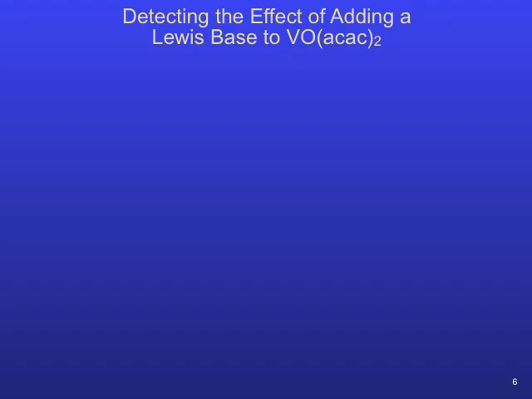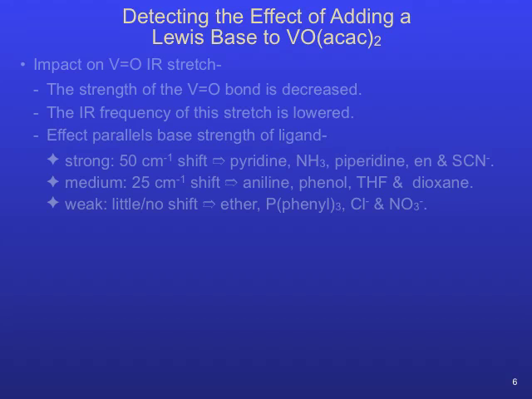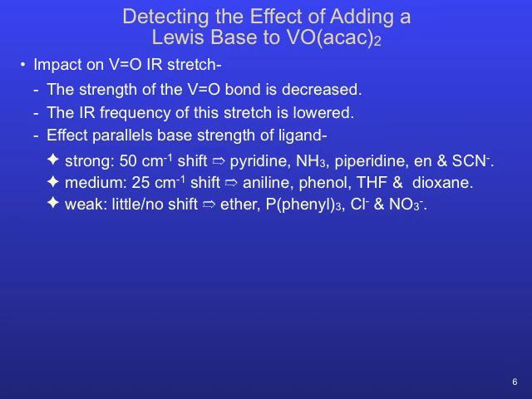The effect of attaching a basic ligand to vanadilyl bisacac can be shown in both the IR and UV-Vis. The addition of any Lewis base to the 6th position decreases the strength of the axial vanadium-oxygen bond, and the IR frequency of this bond is lowered. Strong base ligands can shift this stretch by 50 reciprocal centimeters, medium base ligands by 25 reciprocal centimeters, with weak base ligands showing little or no shift.